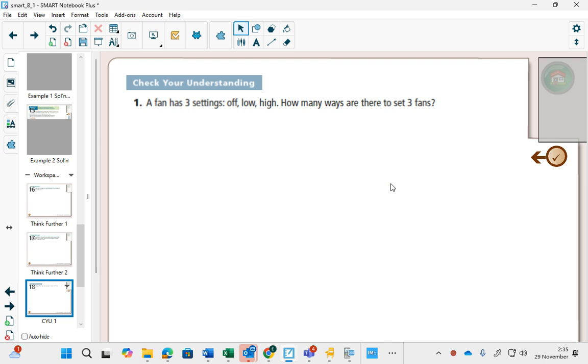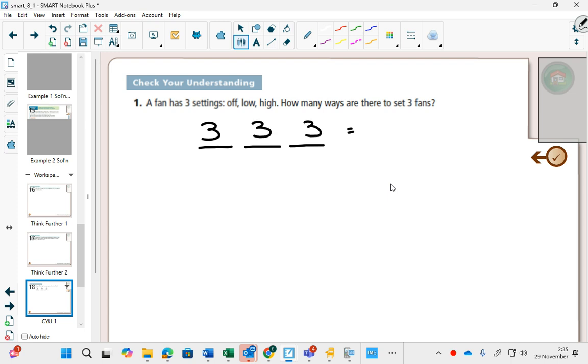What are the possibilities? Well, if we use this fundamental counting principle, you have three decisions you need to make. We have to do something with fan number one, do something with fan number two, and do something with fan number three. How many choices do you have for fan number one? Three choices. It can be off, low, or high. Three choices for two and three choices for three would give you 27 ways that you could set these fans.